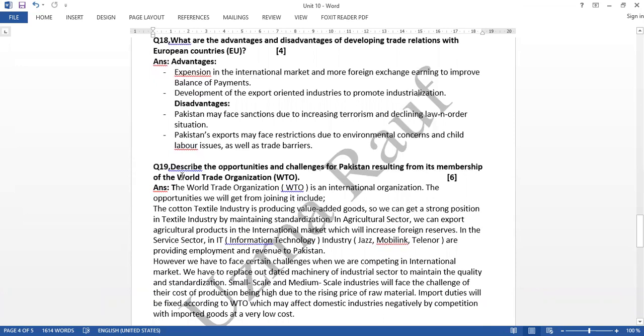Question number 19. Describe the opportunities and challenges for Pakistan resulting from its membership of the World Trade Organization, that is WTO. 6-mark question. First thing I want to discuss with you, while you find a question like this with this wording, you have to answer accordingly. First, you will describe the opportunities and then the challenges. So your answer should be a balanced answer, that is 3 plus 3, 3 opportunities and 3 challenges.